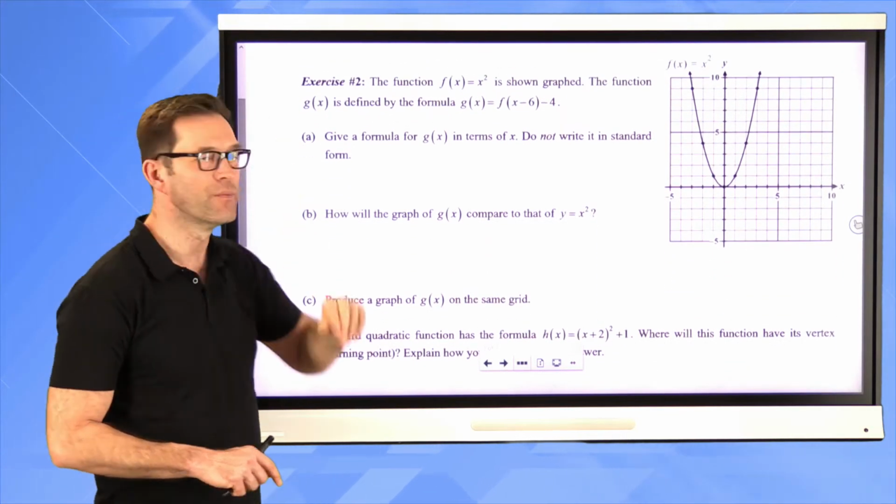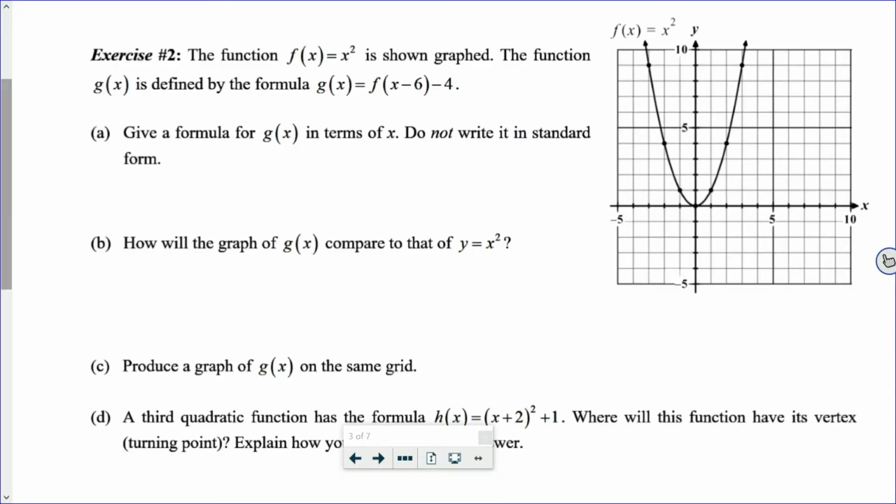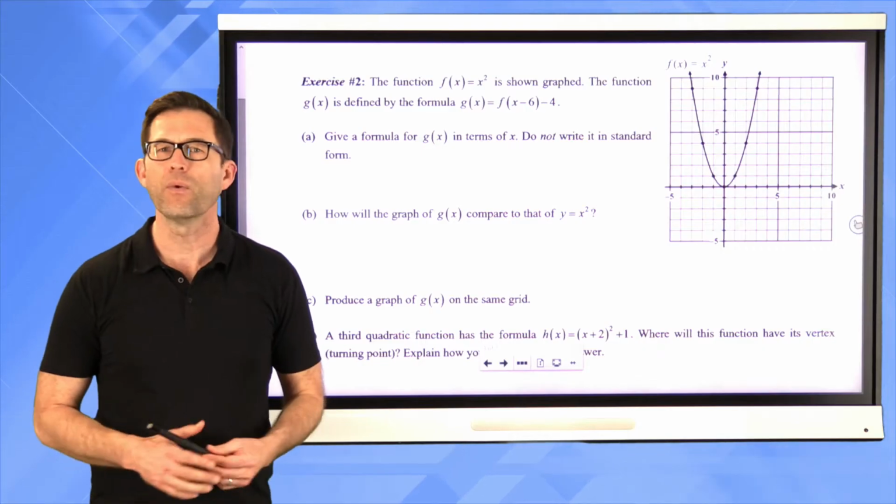Exercise number 2. The function f of x equals x squared is shown graphed. The function g of x is defined by the formula g of x equals f of x minus 6, minus 4. Letter A, give a formula for g of x in terms of x. Do not write it in standard form. All right, well, let's do this together.